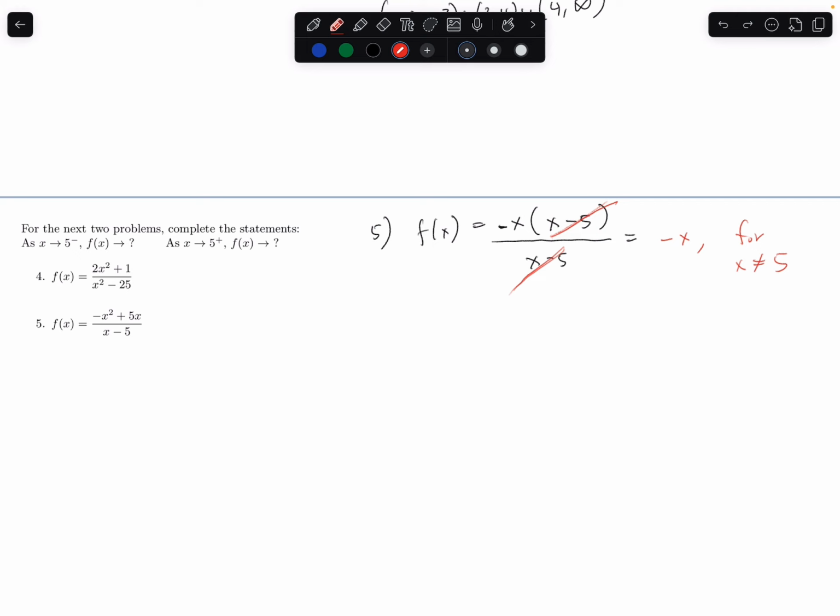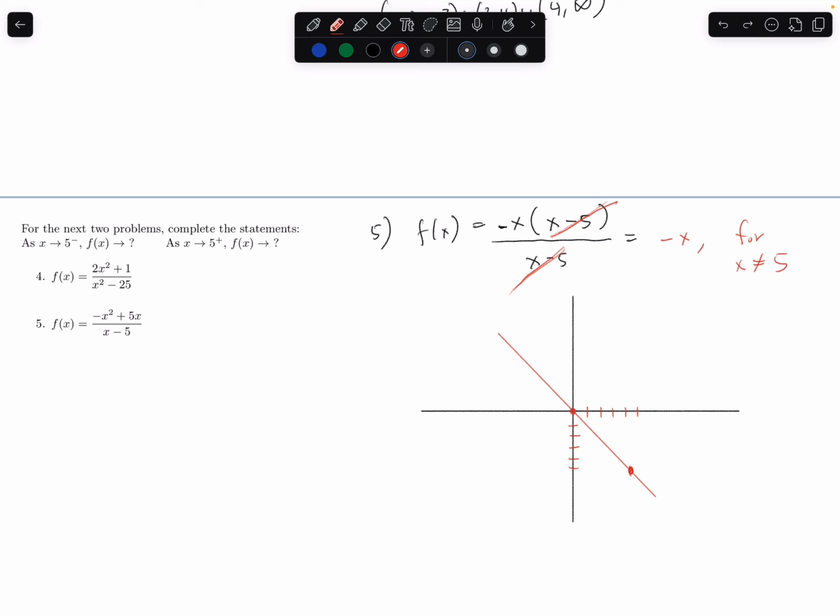You've got a hole. So I can actually graph this whole thing for you real quick, because the graph is just the graph of negative x. What is negative x? Negative x crosses right through the origin. It looks like a slanted line like this. 1, 2, 3, 4, 5. 1, 2, 3, 4, 5. That's the point right there. So this function behaves just like negative x, except I have a discontinuity when x is 5.